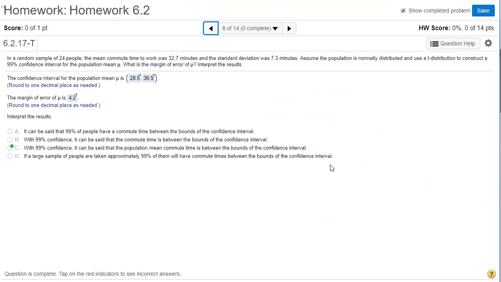Now let's take a look at a word problem. In this word problem we have a random sample of 24 people. The mean commute time to work was 32.7 minutes. Standard deviation was 7.3 minutes. So it asks us to calculate the 99% confidence interval for the population mean, and it says, what is the margin of error? Again, we can do all this stuff by hand. We can calculate the margin of error by hand. I'm just focusing on StatCrunch here.